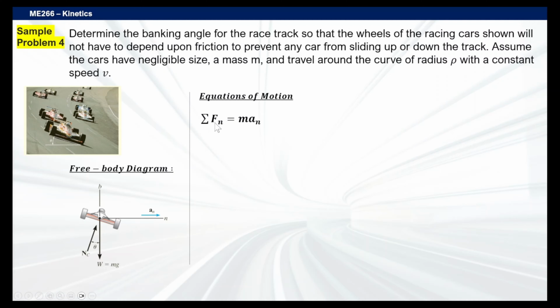The forces on the n axis, or the normal axis, will be the N, the normal force or the perpendicular force, and that's going to be N sine theta. So there we go, this one here. This is the part here. That's the N sine theta, and if you want to see the N cosine theta, that will be here.